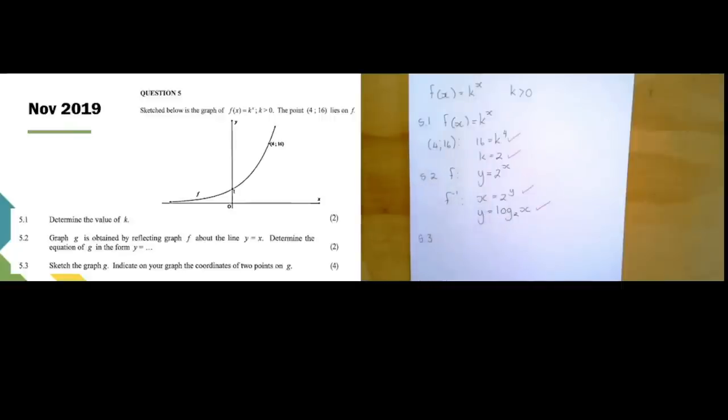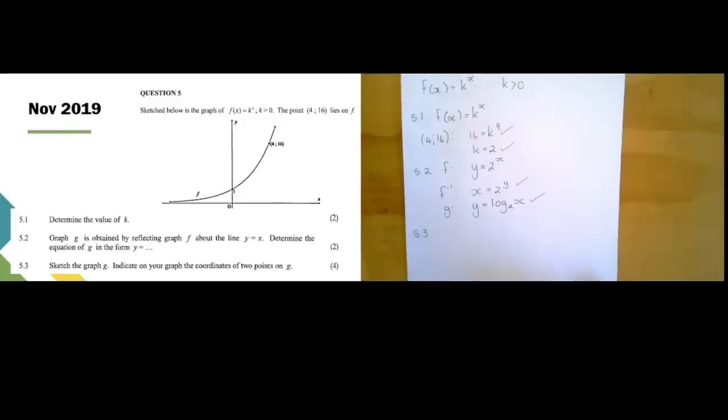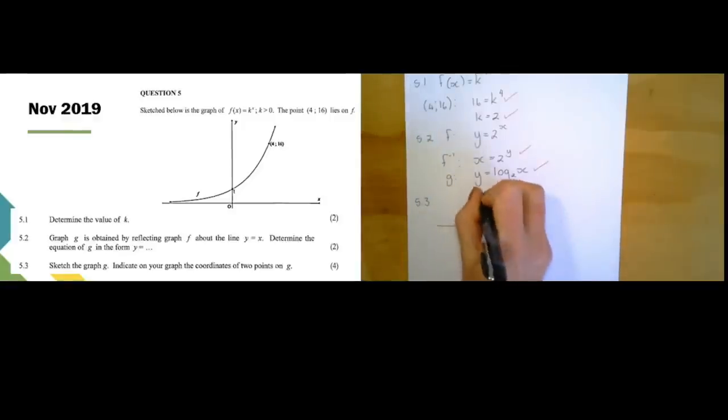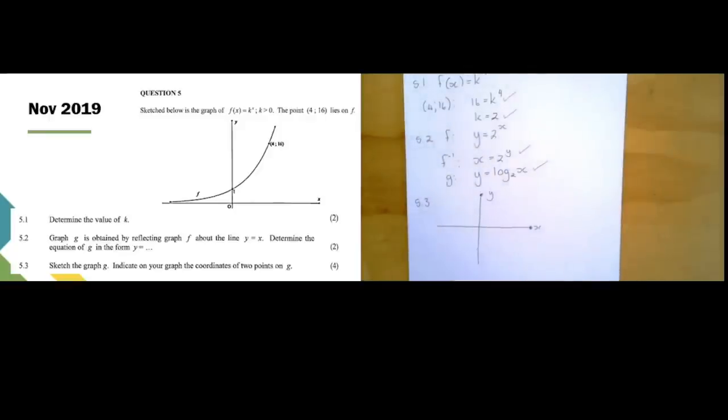Question 5.3. For 4 marks, sketch the graph of g. Remember, this was g. This is our inverse. Indicate on your graph the coordinates of 2 points on g. Very important to read the instructions. Okay, so if I'm going to sketch my inverse, I start by indicating my x and my y axis. What do I know about an inverse? The x and the y coordinates swap. So if I look on my original graph, I've got the coordinate (0; 1). That becomes the coordinate (1; 0). My coordinates swap. I have the coordinate (4; 16) on my original graph, so that would become (16; 4).